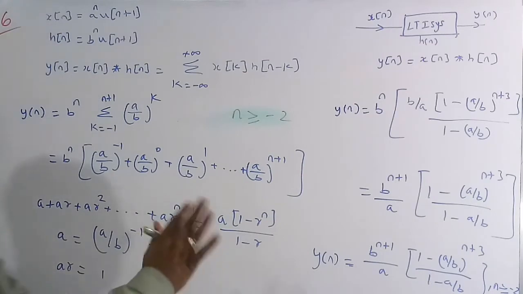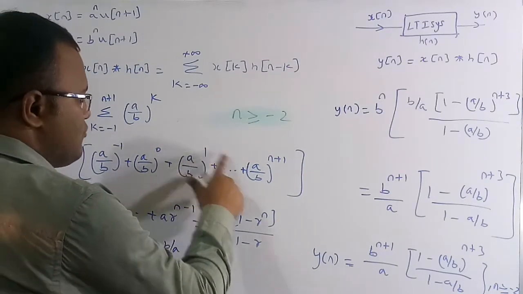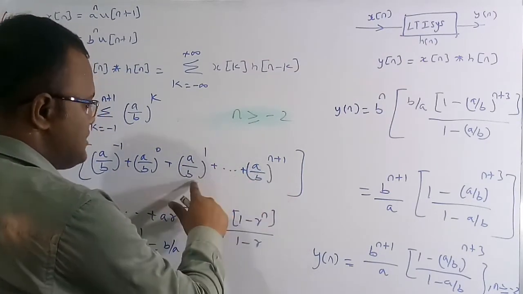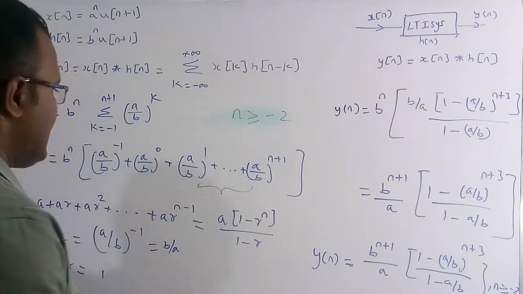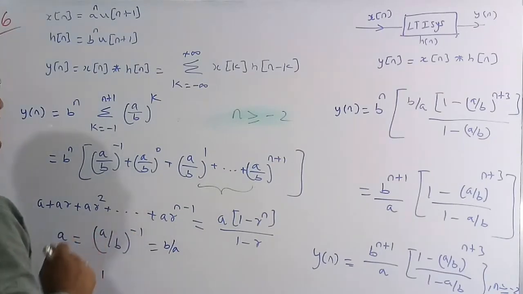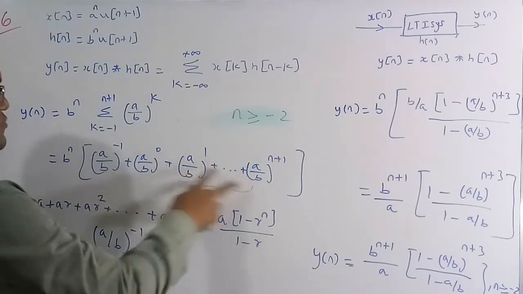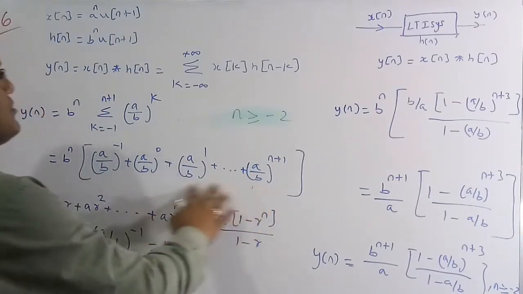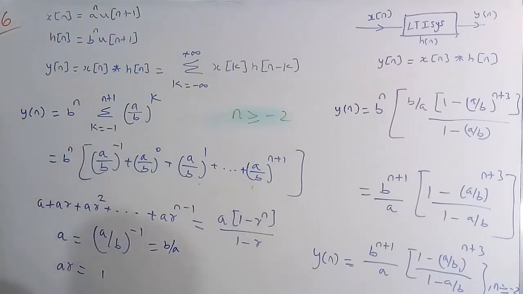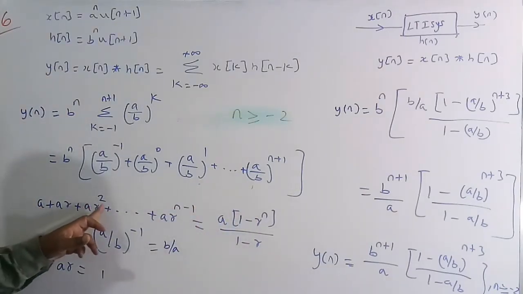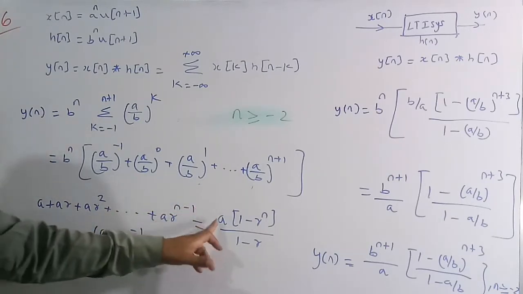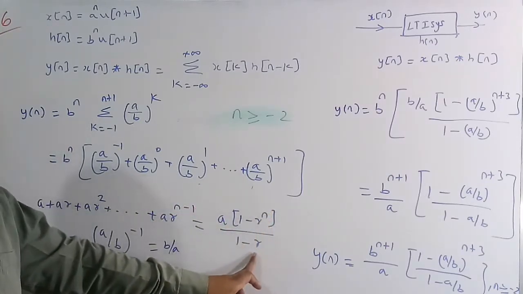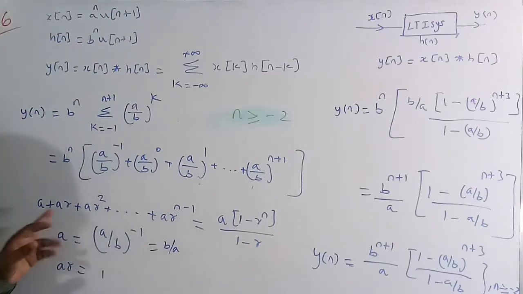So see carefully here, from a by b whole to the power of 1 to a by b whole to the power of n plus 1 means there are total n plus 1 terms from here to here, and there are extra 2 terms. So therefore we can conclude that there are total n plus 1 plus 2, which is n plus 3 terms. So the basic GP expression is a plus ar plus ar square up to ar to the power of n minus 1. So the sum of GP is nothing but a into 1 minus r to the power of n by 1 minus r, where a is called the initial term and r is the ratio.